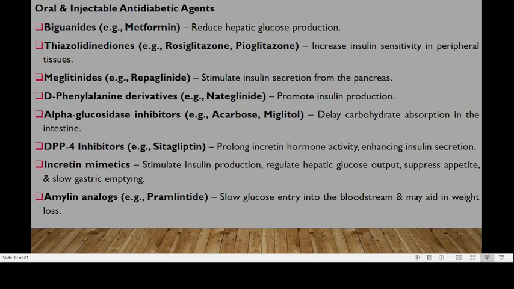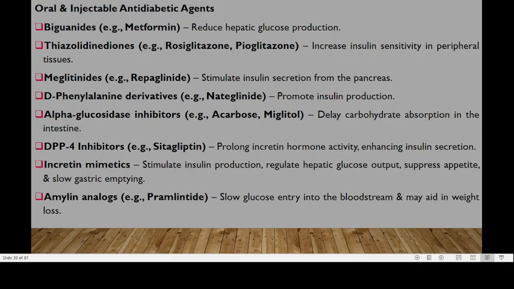The other agents: we have biguanides like metformin, which reduces hepatic glucose production. We have the thiazolidinediones like rosiglitazone and pioglitazone, also referred to as the glitazones. These increase insulin sensitivity in peripheral tissues like the muscles. We have the D-phenylalanine derivatives like nateglinide, which promotes insulin production. Then we have the alpha-glucosidase inhibitors, examples like acarbose and miglitol. They delay carbohydrate absorption in the intestines.